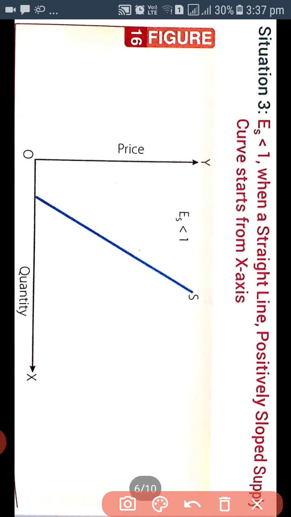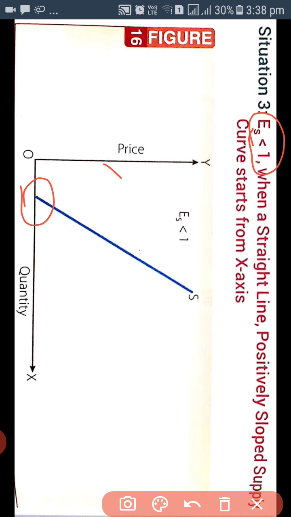Now, situation number 3. In situation number 3, ES, elasticity of supply, is less than 1. When a straight line positively sloped supply curve starts from the x-axis. Just to see, it is starting from the x-axis. It is also called less elastic. If the curve starts from the y-axis, it would be called highly elastic, and if it is starting from the x-axis, then it will be called less elastic.